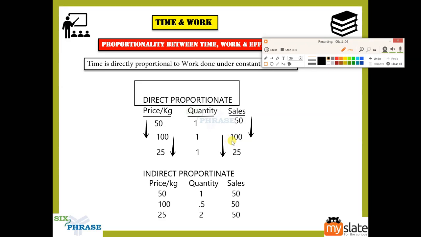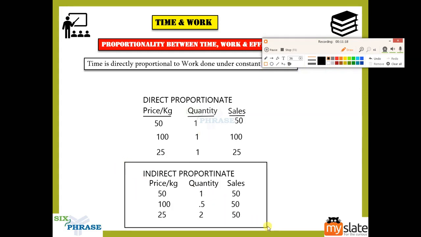Now when I talk about indirectly proportionate, we'll take the same example. You could look at the thing which is at the bottom. So this one. Here, which one do you think is the constant, guys? This is constant. I've kept the sales constant. Now we are going to find the relationship between price per kg and quantity. I'm going to see if price per kg and quantity are directly proportionate or indirectly proportionate.